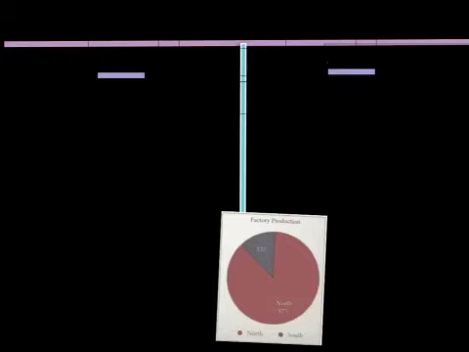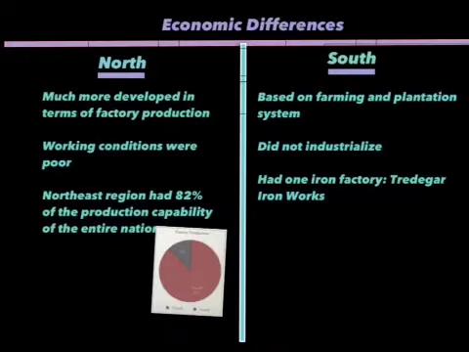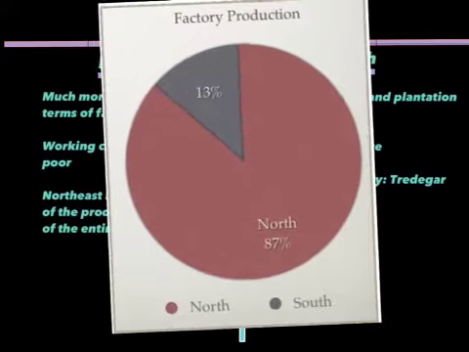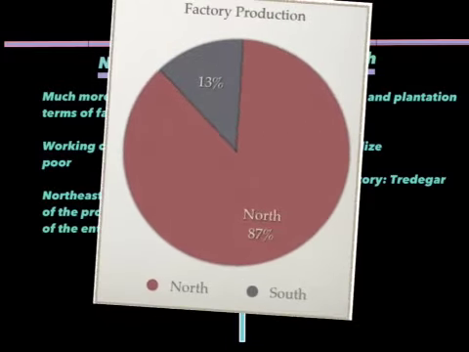for the South, based on farming and plantation system, they did not industrialize, and they had one iron factory called Tredegar Iron Works. As you can see in the picture, the North has 87% of factory production, which means that in the South there is less factory production, and the North has more.